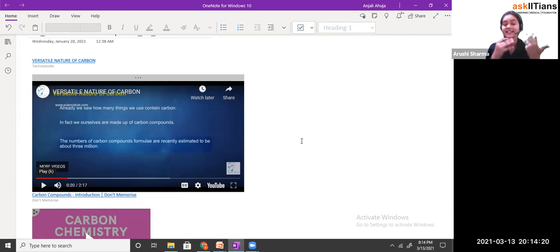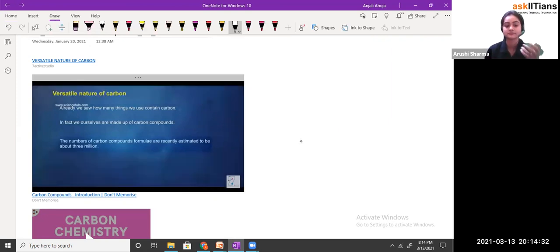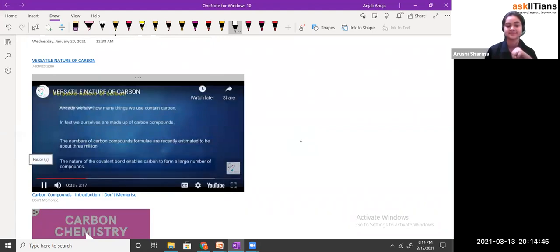So you can see that everything contains carbon only, right? Meaning it's not that other elements are not there. Yes, they are also there, but most of the compounds you will be seeing have carbon in them. Okay? The number of carbon compound formulae is recently estimated to be about 3 million. The nature of the covalent bond enables carbon to form a large number of compounds.